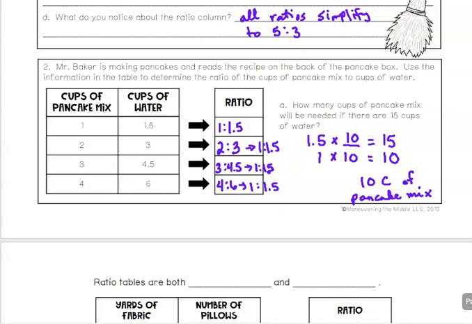Right? So again, you could have just continued the pattern. So if I did 1 times 5, 1.5 times 5, that would give me 7.5. And I could keep doing that if I wanted to. The other option is just to keep adding 1.5 here every time I add 1 here. So that's another way to look at it.